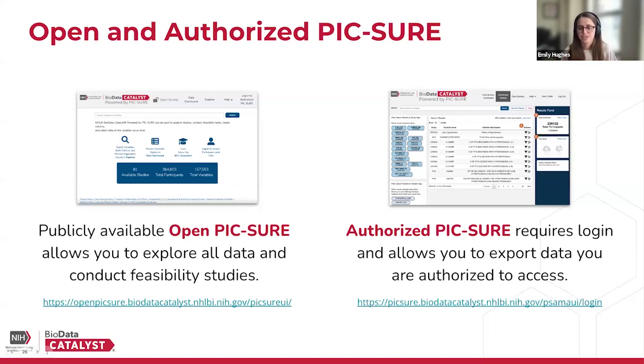The second point is called Authorized Picture. This requires a login and it allows you to search on data you're authorized to access. After you submit a data access request, or you can simply access the tutorial or publicly available data sets. You don't need an active access request for these. But essentially, you'll go here, build your cohort or filter down to the participants you would like, and then you can export to an analysis workspace such as Biodata Catalyst powered by 7 Bridges. So just a quick overview of the two access points of Picture for you.